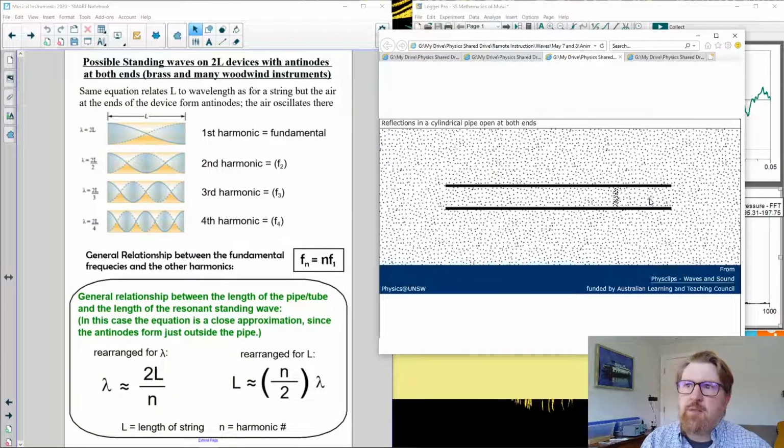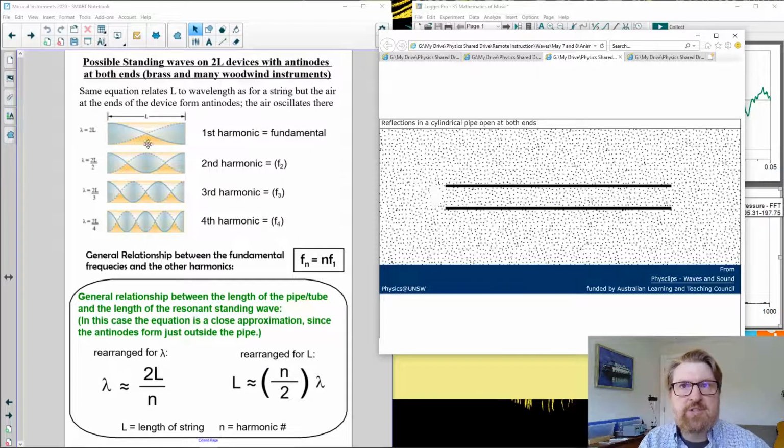What happens is that the sound wave itself, traveling at about 340 meters per second, oscillates back and forth, and every time it hits the opening, it reflects back, and a compression reflects as a rarefaction, and rarefaction reflects as a compression back and forth and back and forth. Now, as that wave goes back and forth, it can interfere with itself on the inside.